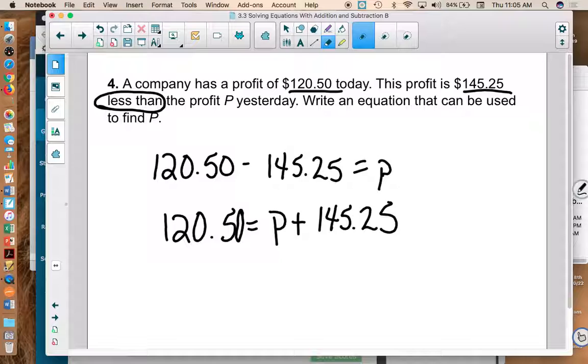Because this is $145.25 less than what that P would have been. So I've got to deduct it out of there. The profit of P is greater than 120.50 because the profit today is less than the profit yesterday. That would be less than the profit, because the profit yesterday is more than the profit today. Because the profit today is 145.25 less than the profit yesterday.